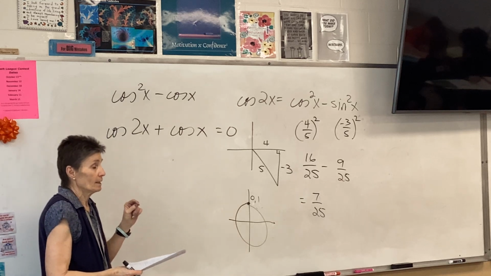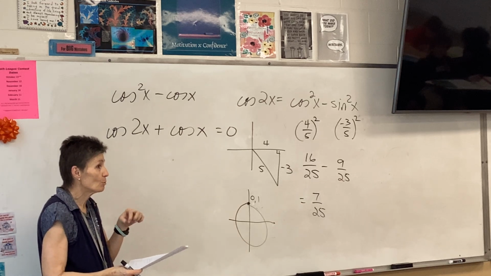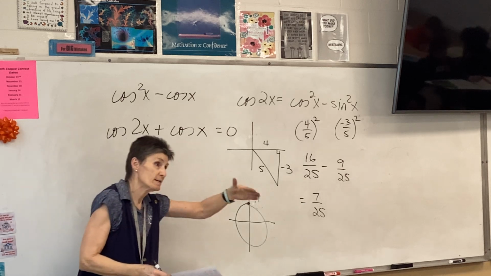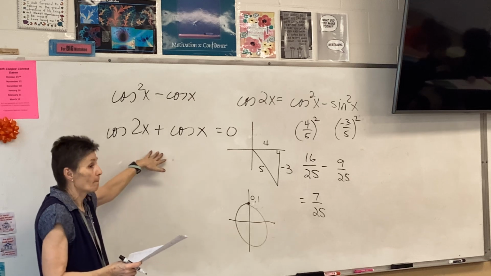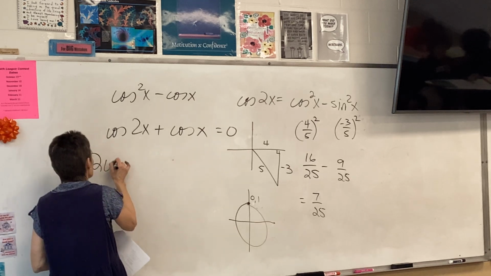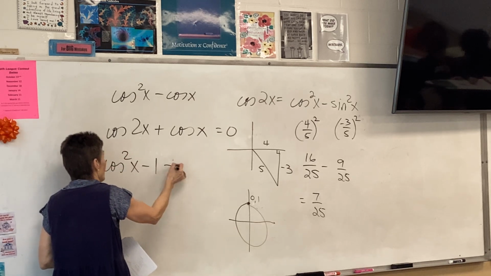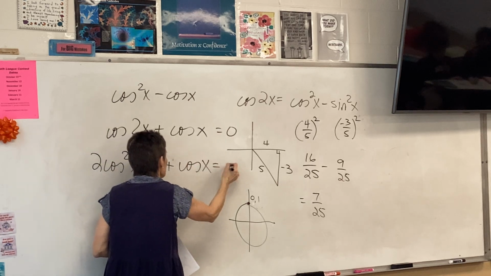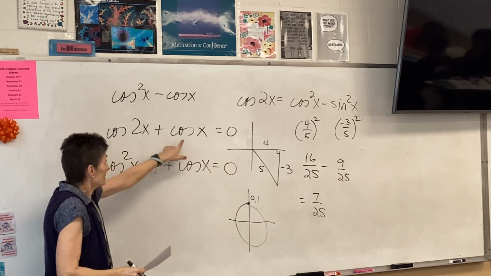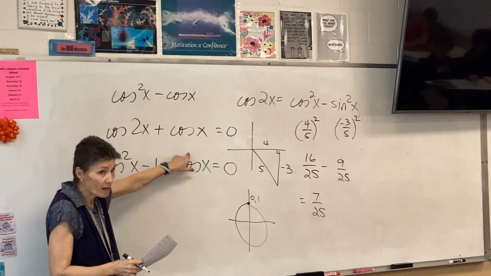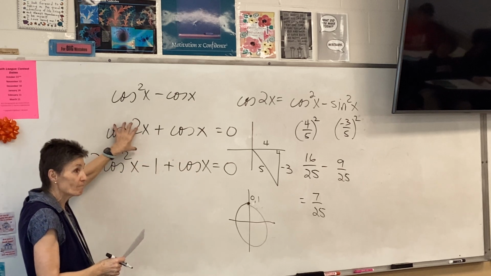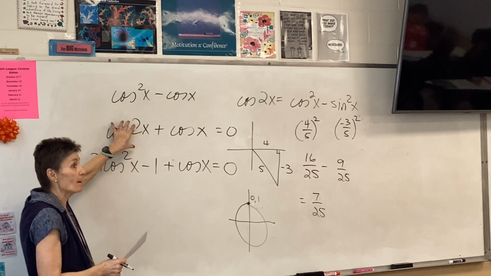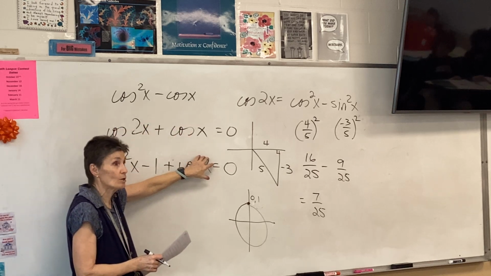And our formula for cosine 2x is 3 different ones. So which one do we want? Use the 2 cosine squared minus 1. Now, boys and girls, look up here. This problem has a regular cosine and it has a cosine 2x. I'm going to use a formula that meshes with a regular cosine.